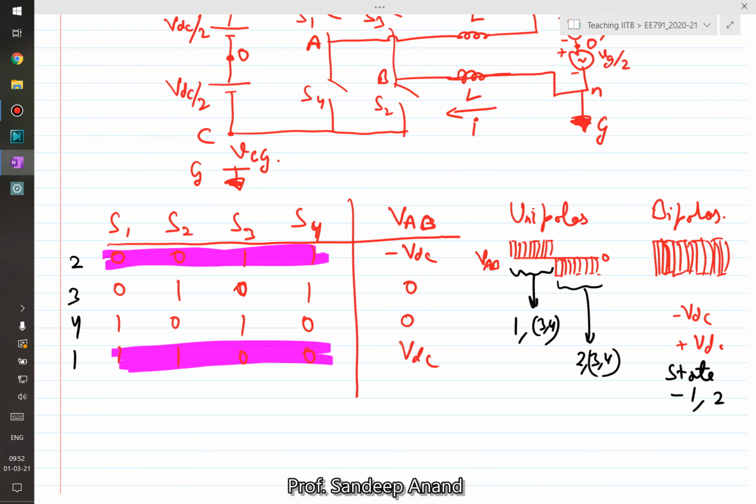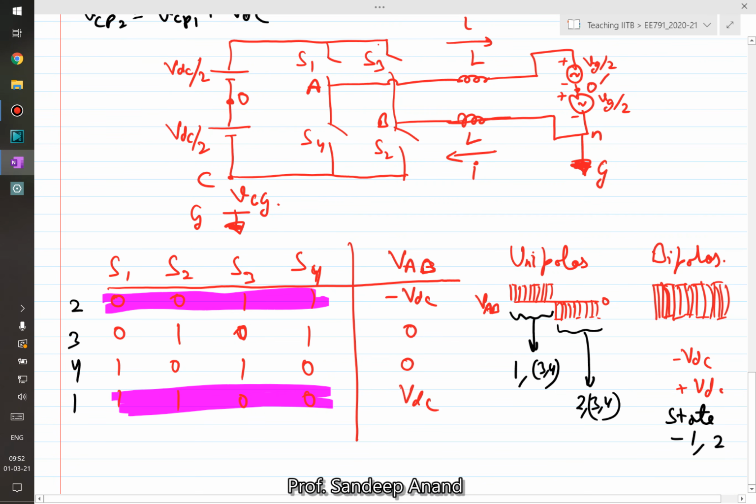It was a quick recap. What is a unipolar modulation? What is a bipolar modulation? I'll come to why it is relevant to understand what is a unipolar or bipolar. For the time being, let us continue our analysis of the above circuit for all of these four states. Let me start with state number 1.